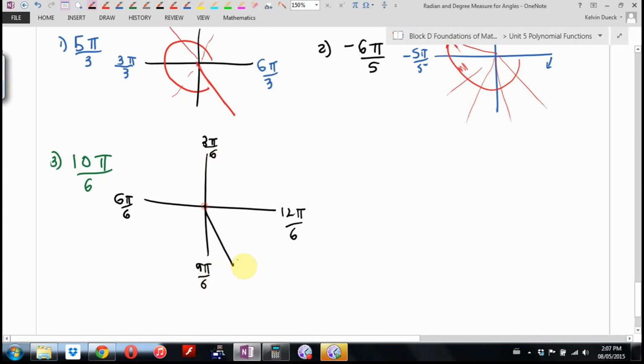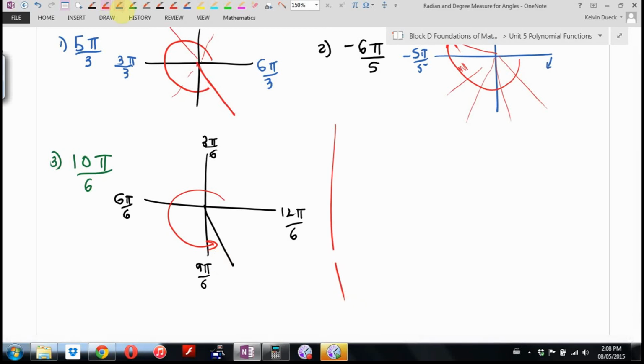Right there, just past 9 pi by 6. There's 10 pi by 6. Anytime they give me radians, because it's almost always going to be fractions, instead of writing pi and 2 pi, I convert it to whatever denominator they give me, and I can figure it out. Let's do a couple more.